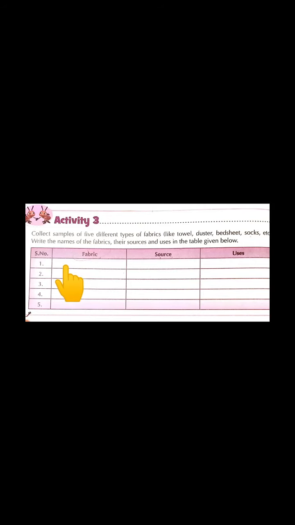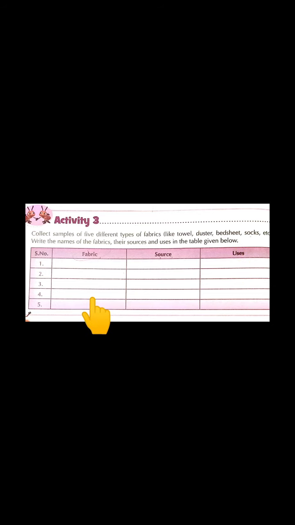Good morning, students. Today we have to start from activity 3. Let's read out. Collect samples of 5 different types of fabrics like towel, duster, bedsheet, socks, etc. Write the names of the fabrics, their uses, their sources in the table given below. So it is in tabular form.